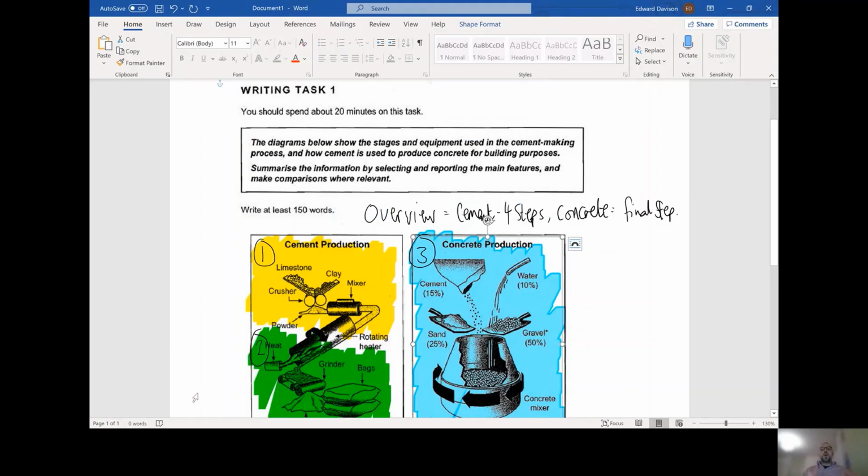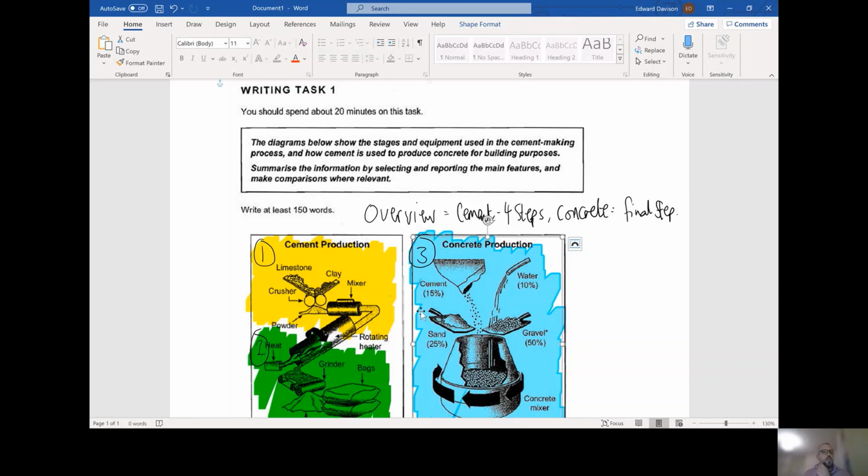Okay, so here's my IELTS Task 1 process diagram question. And I've marked it up with the 3 main features I've identified and made a note of my overview. Let's just read through the questions. The diagrams below show the stages and equipment used in the cement making process and how cement is used to produce concrete for building purposes. Summarize the information by selecting and reporting the main features and make comparisons where relevant.